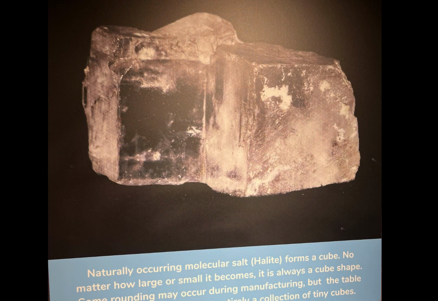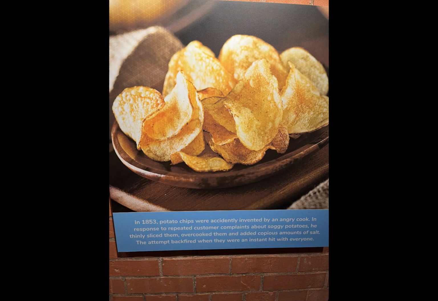Halite, a naturally occurring version of salt, always comes in cube form. In fact, most all table salt that we consume daily takes the form of small cubes, although some rounding may occur during the manufacturing process.